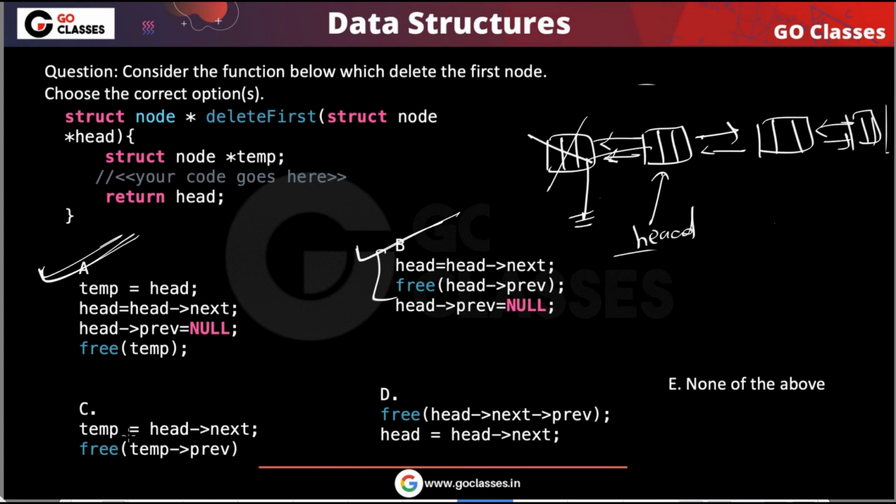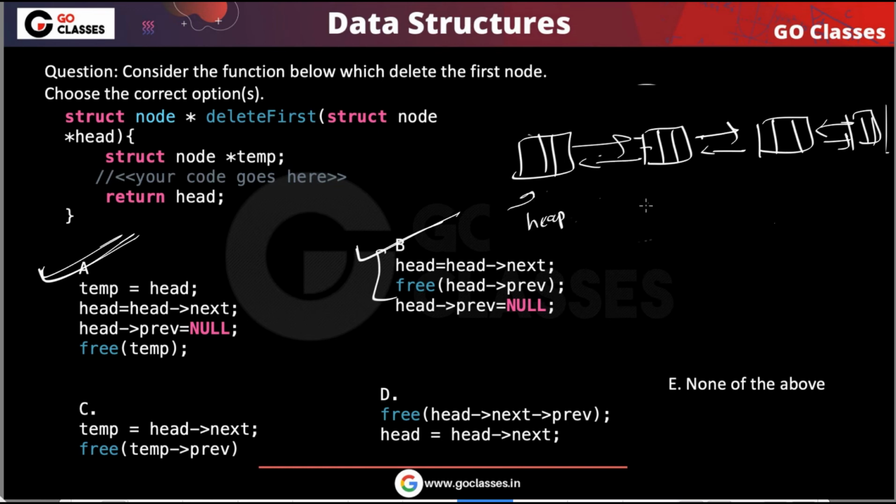What about option C? Let's quickly verify option C also. Option C is saying temp equal to head next, which means temp should point to whatever head next is pointing to. This is your doubly linked list, and head is initially pointing here. So temp should point here. And free temp previous, yes, that is fine. But what about the head, right?